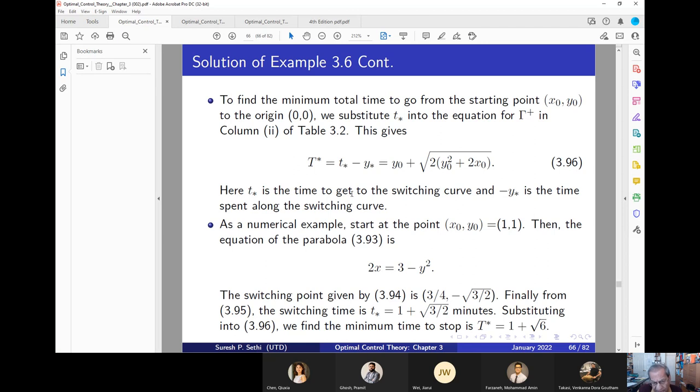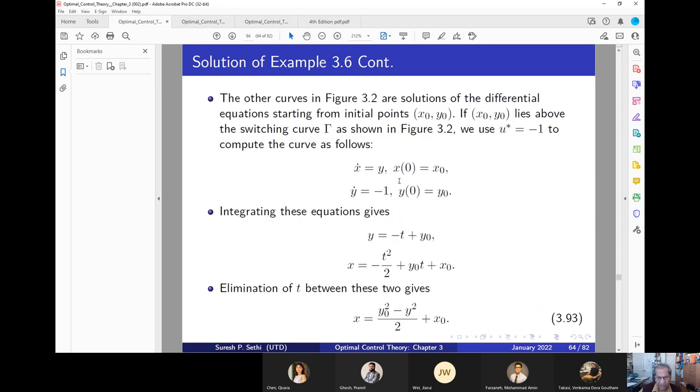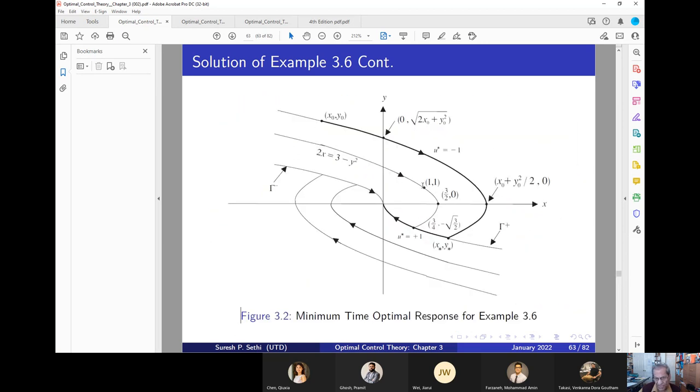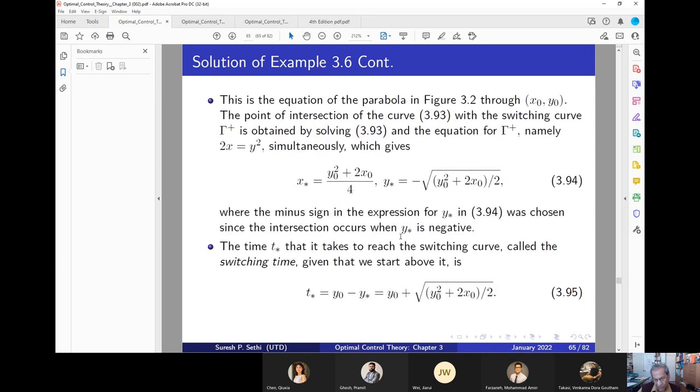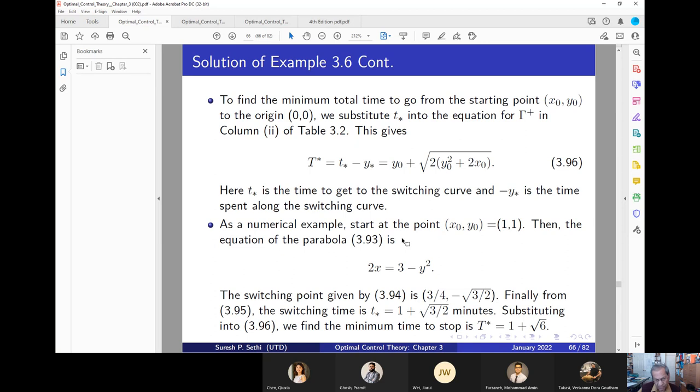Now we give a numerical example. So the numerical example is I begin with 1, 1. So let's see where our picture is. I now begin here, 1, 1. Instead of this parabola, I'm now on this parabola. So I begin at 1, 1. I'm going to go like this, go like this, and go like this. So I'm going to do all those calculations. We have all the calculations. We just have to plug in the values.